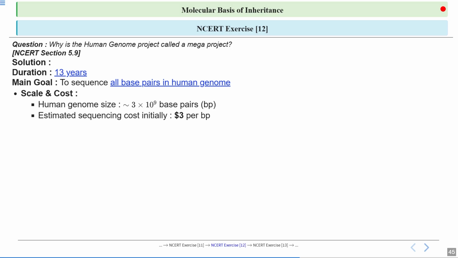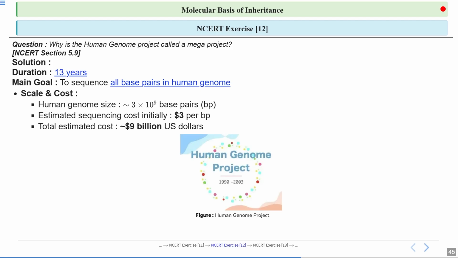Now, the estimated sequencing cost initially is $3 per base pair, and if we total the estimate, the cost becomes approximately $9 billion US. So this is the Human Genome Project scale and cost.